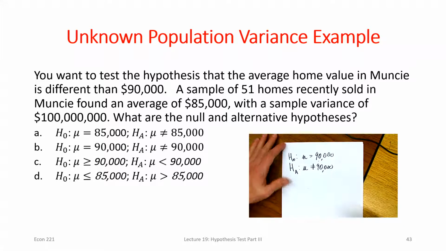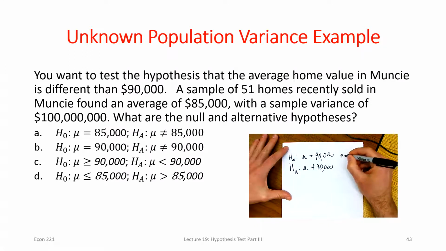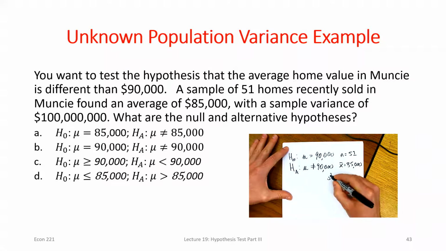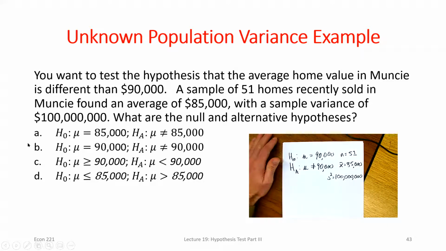Right, and just writing some things down here, we had 51 homes. We found a sample mean of 85,000, and our sample variance is 100 million. I'm just writing this down so when we switch off of this slide, we can easily transition. So I'm just writing down everything that I'm given.